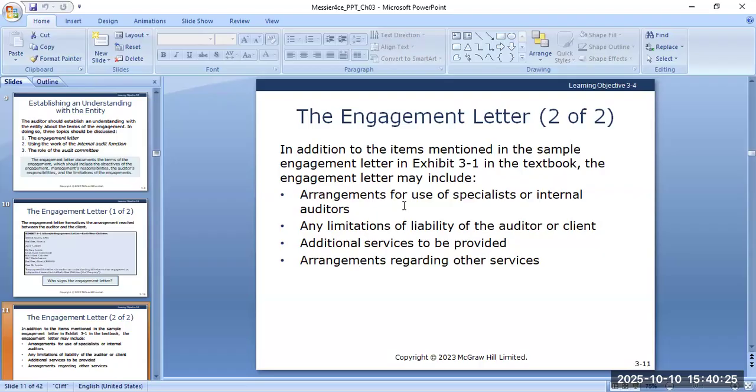And those will be the arrangements for use of specific specialists or internal audit. So if we need to require services of specialists or the internal auditors, we have to specify those in the engagement letter. Any limitations of liability, any additional services that are going to be provided besides the services which are required by the client, and any arrangements related to those additional services.